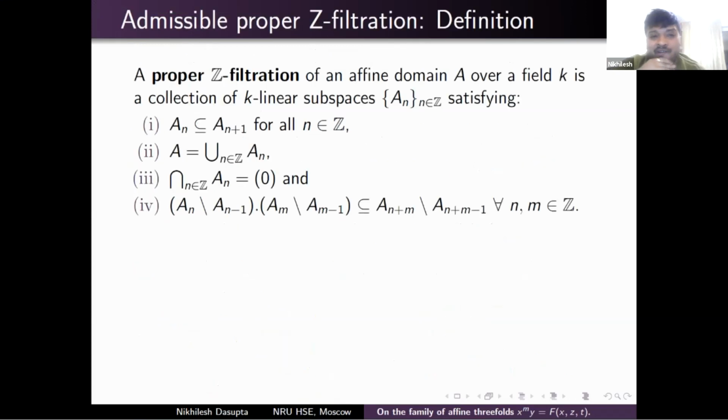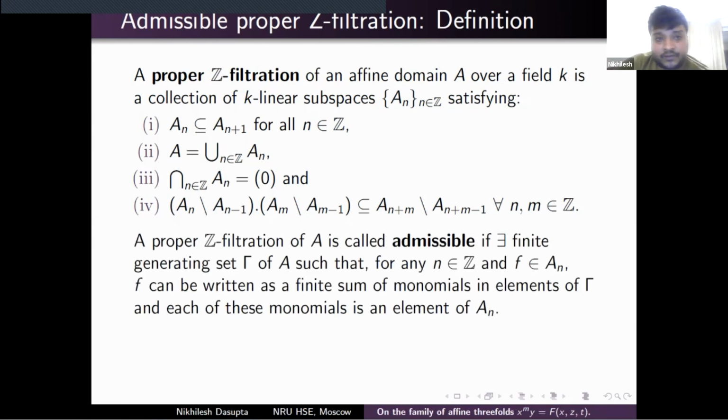Now again another thing, coming to filtrations, which will appear in the subsequent results. A proper Z filtration of an affine domain A over a field K is a collection. Well, Z filtration everybody probably knows. So the first 3 conditions are for Z filtrations, and by proper I mean that the associated graded ring GR needs to be a domain. So if you take something from A_n but not in A_{n-1}, and something from A_m not in A_{m-1}, the product can never be contained in A_{n+m-1}, basically. It will be in A_{n+m}.